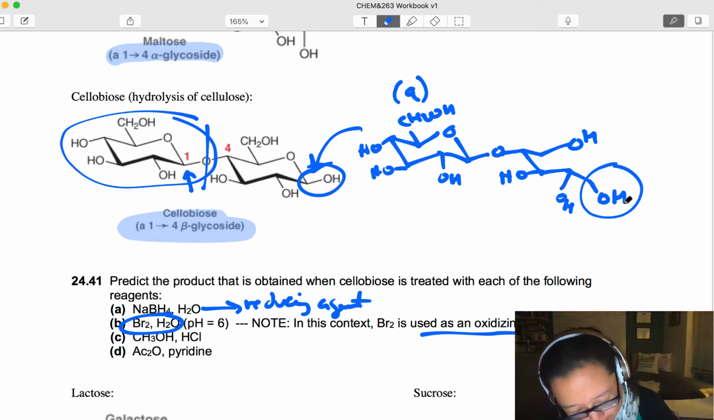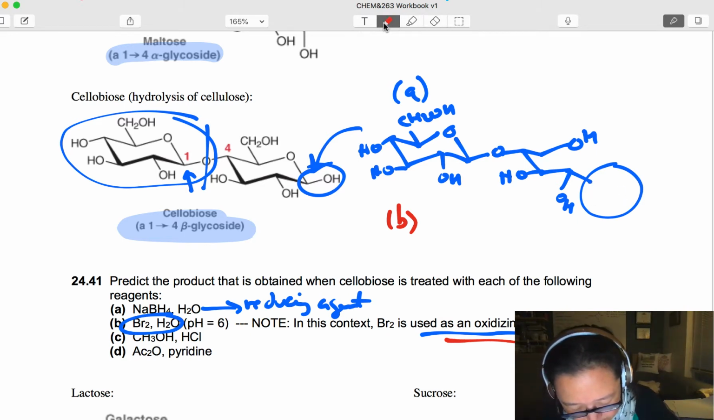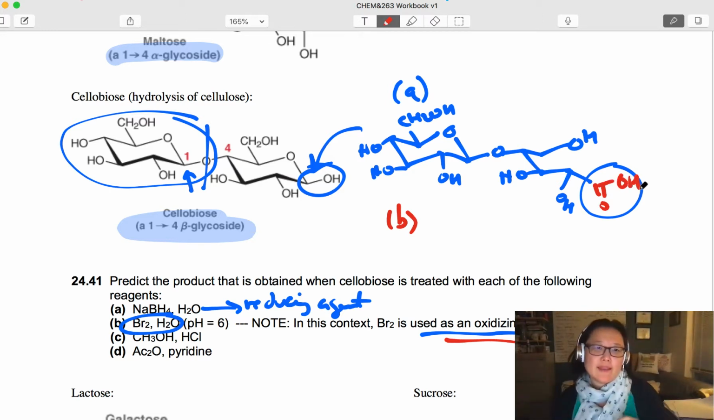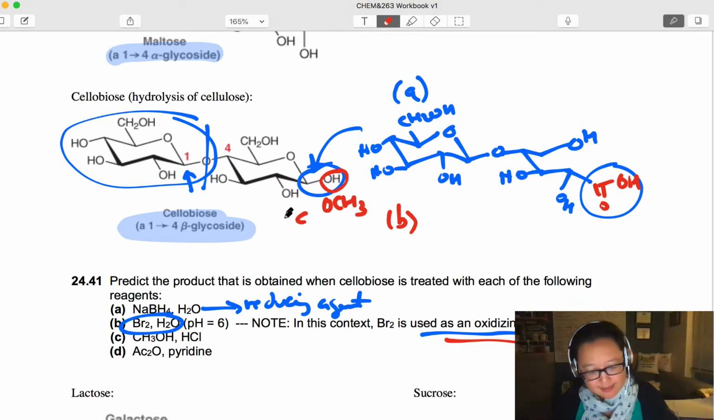Using the same idea for part B. For part B, I would take the same molecule, but I'm going to oxidize it using Br2, H2O. So that means I'm going to change this group here to a carboxylic acid. Because remember, I started with the aldehyde, and then I reduced it to an alcohol, and now in part B, I'm oxidizing it to a carboxylic acid. In part C, I'm basically making an acetal. So I'm going to change this OH group to an OCH3 group. That's what part C does.